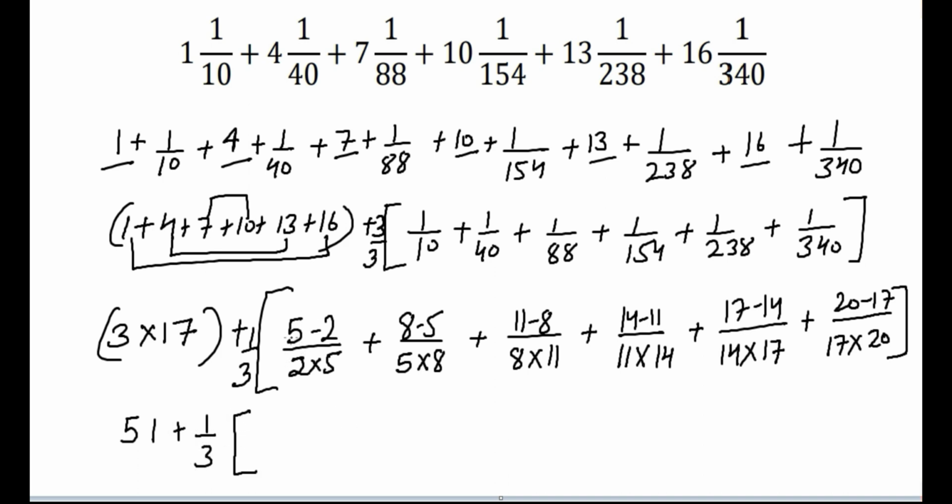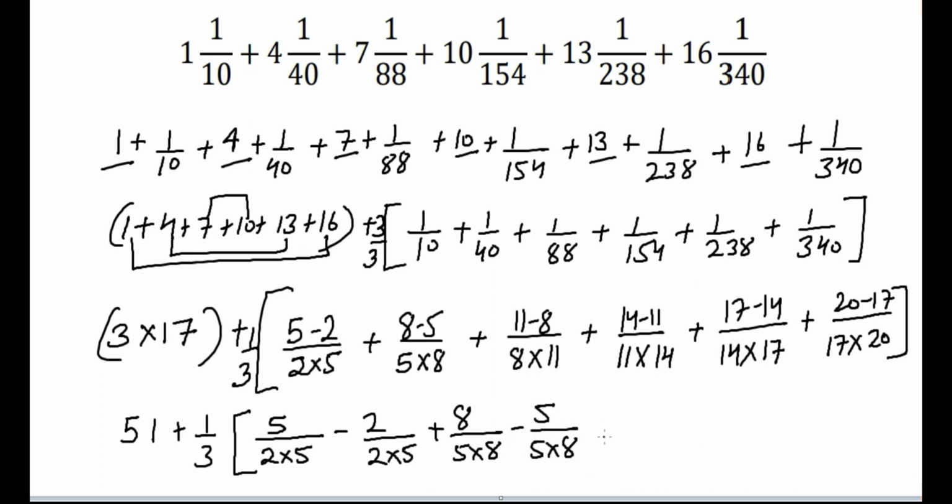If you separate the numerator and denominator, like 5 minus 2 over 2 times 5, and the same way you do it over here, plus 8 minus 5 over 5 times 8, and so on. I am doing the last one so that you come to know: 20 minus 17 over 17 times 20.